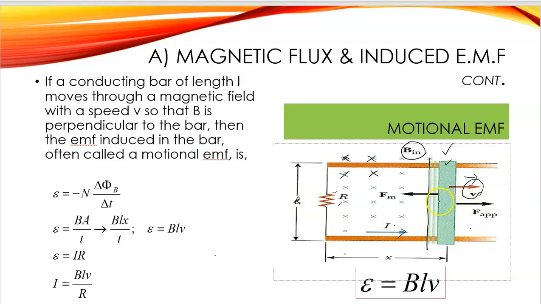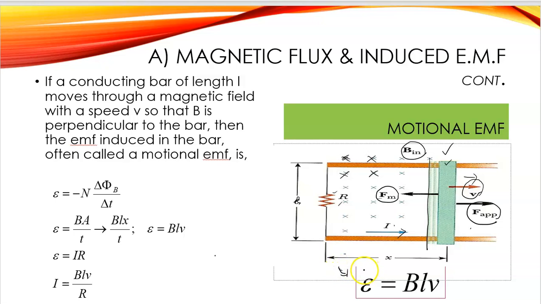The force that I use to push this conducting bar is called an applied force. And as we know, every force will have an opposite force that opposes the movement of this conducting bar, which in this case we call F_M. So how do we find the EMF, or induced EMF, that is produced in this kind of scenario? It can be calculated by this equation.